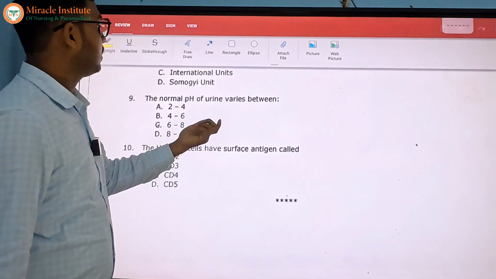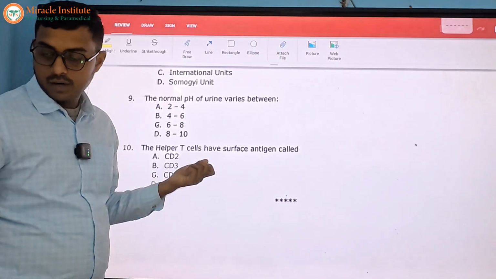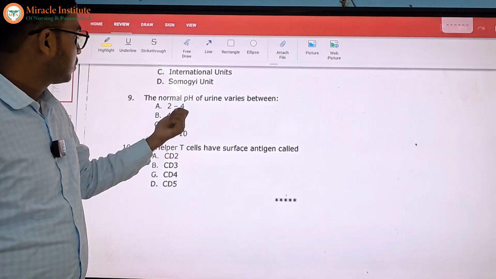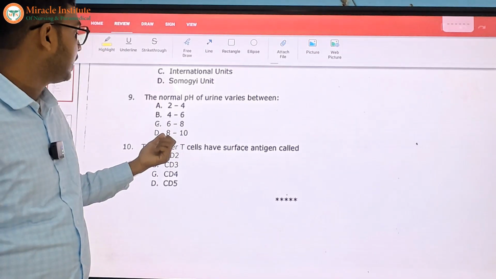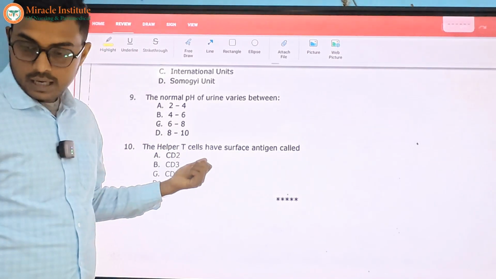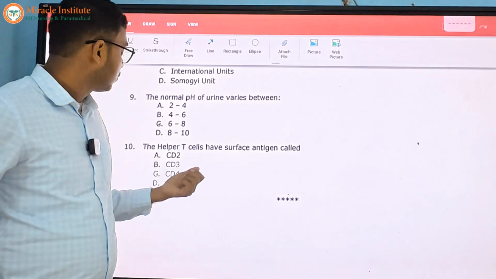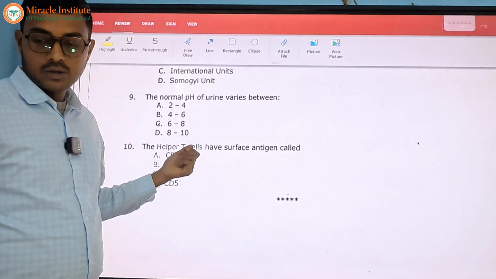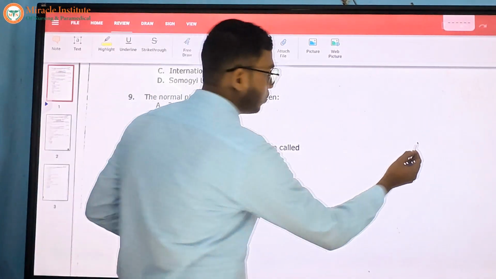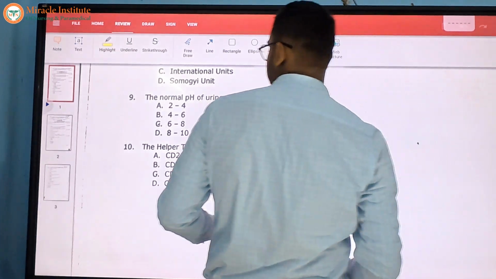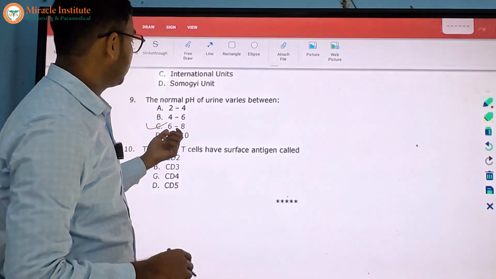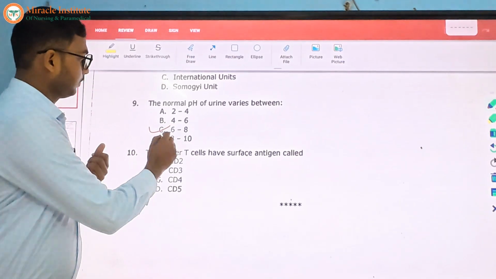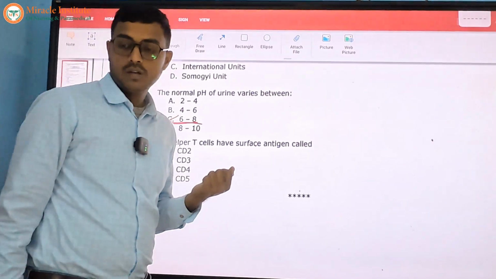Next question: the normal pH of urine varies between. The options are 2 to 4, 4 to 6, 6 to 8, and 8 to 10. The answer is 6 to 8. The normal pH of urine varies between 6 to 8. That's all.